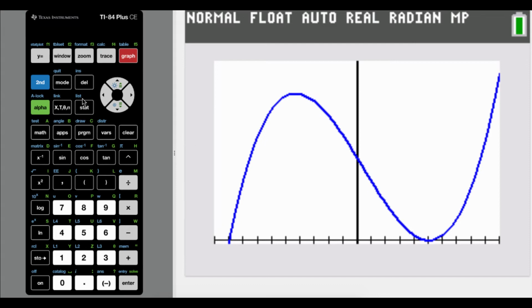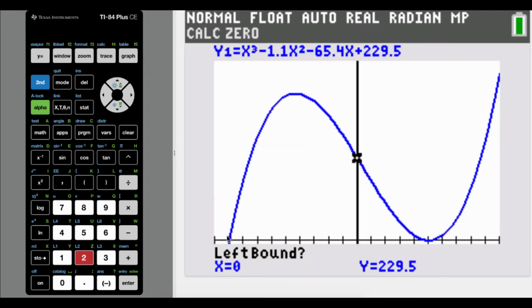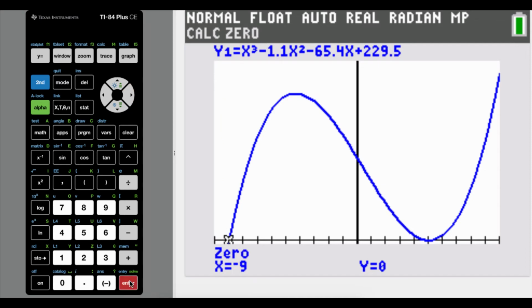So I'm going to hit second trace, and we're looking for the zeros. Those are the x-intercepts. So option number 2, I'm going to start on the far left-hand side. It asks me for a left-bound point, so I'm going to go over here, arrow left a couple of times from my x-intercept, arrow right a couple of times from my x-intercept. So we can find that first x-intercept at -9.